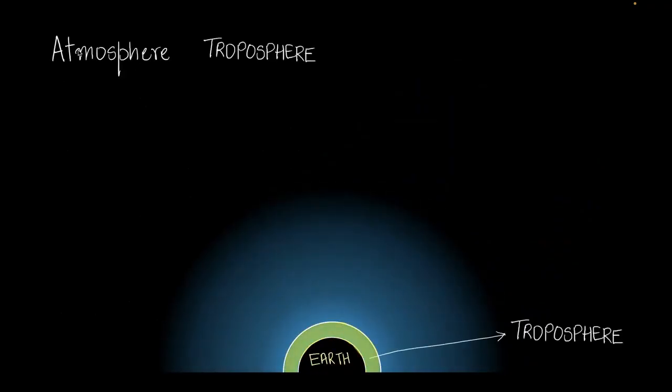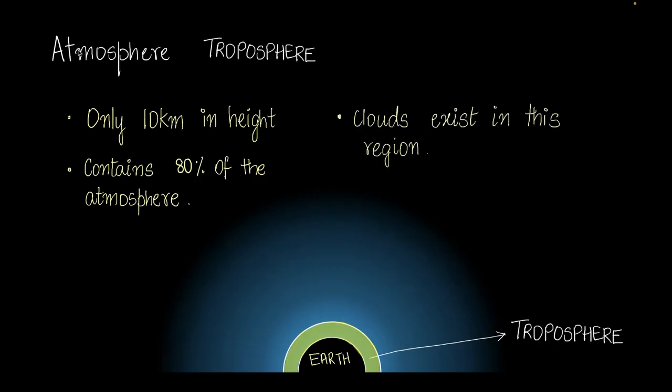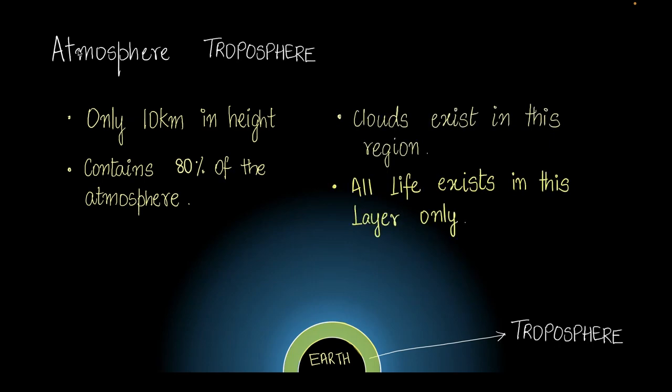Let's look at the layer of the atmosphere that is closest to the Earth. This layer is called the troposphere. The troposphere is only 10 kilometers in height. This is very, very thin as compared to the total height of the atmosphere, which is 10,000 kilometers. It's interesting that 80% of the air of the atmosphere is in this layer. It's also interesting that all the clouds are in this layer, and all the life, all the birds, all the microorganisms that are living are mostly in this layer.